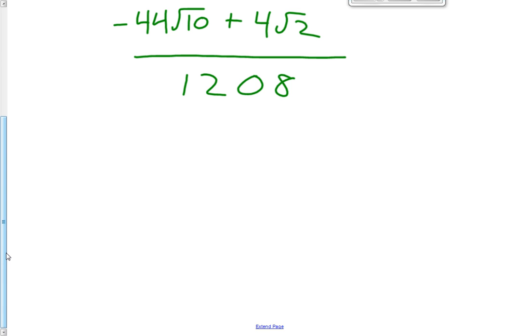So looking at this now, we have successfully rationalized our denominator. I don't see any more radicals. So now that we're here, we got to make sure that we reduce everything properly. So the square root of 10, I can't reduce that any further. The square root of 2, I can't reduce that any further.